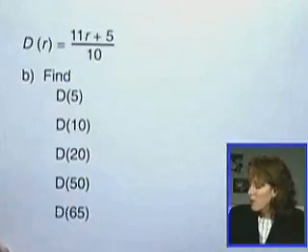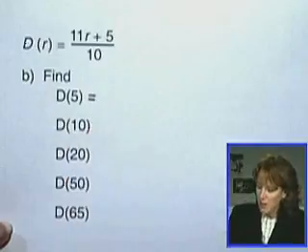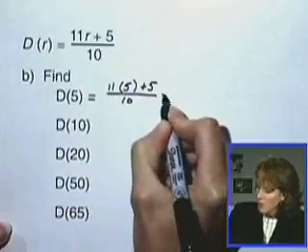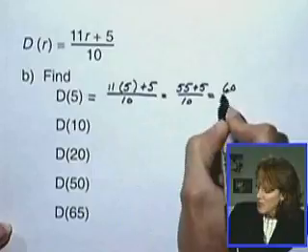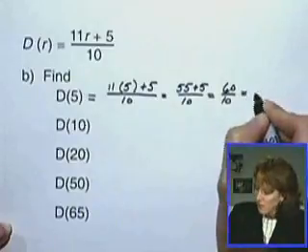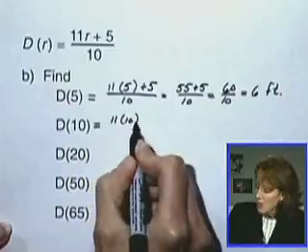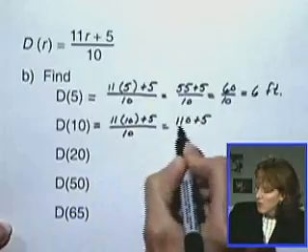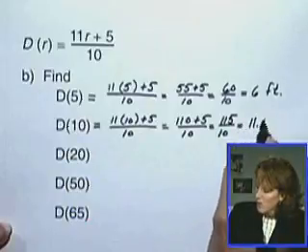Again, we have d of r equals 11r plus 5 over 10. Let's find the following. We have d of 5, d of 10, d of 20, d of 50, and d of 65. d of 5 equals 11 times 5 plus 5 over 10, which equals 55 plus 5 over 10, or 60 over 10, which is 6. Okay, and that's in feet. d of 10 is 11 times 10 plus 5 over 10, so it's 110 plus 5 over 10, or 115 over 10, which is 11.5 feet.